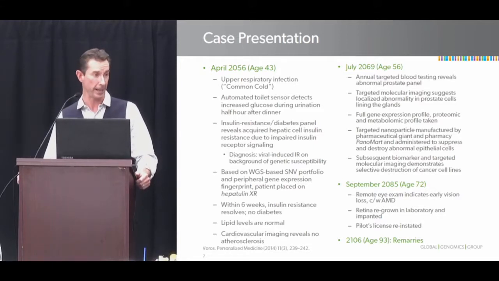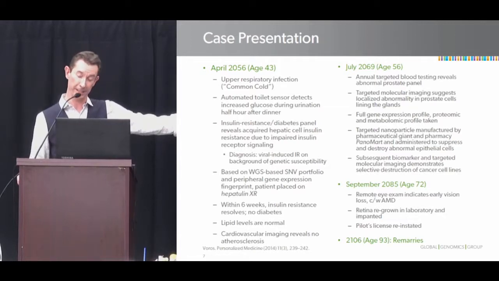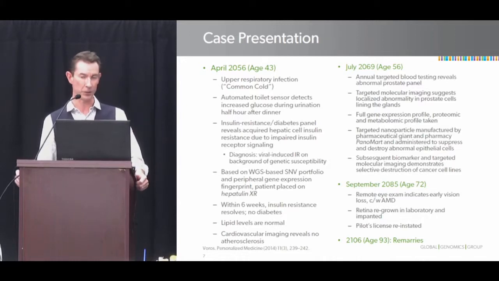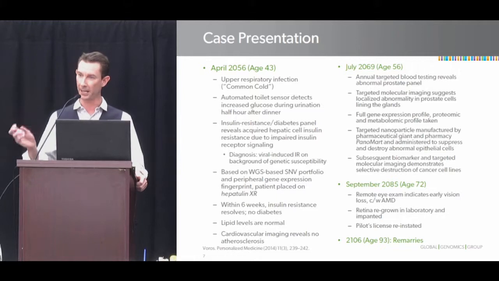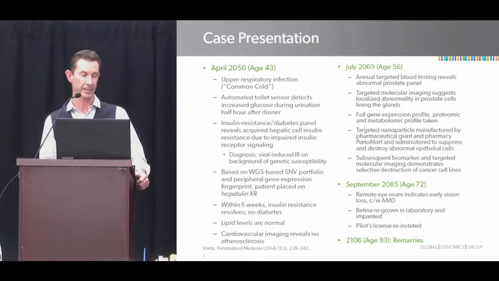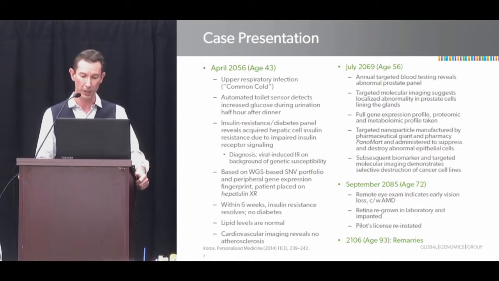At age 56, because of the genetic susceptibility that was identified 56 years prior based on whole genome sequencing, a targeted imaging procedure identifies a mass in the prostate, which is now treated with a targeted delivery system. A drug is delivered to the epithelial cells of the prostate, and this completely resolves.